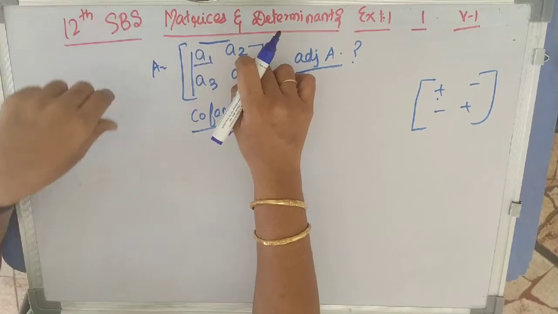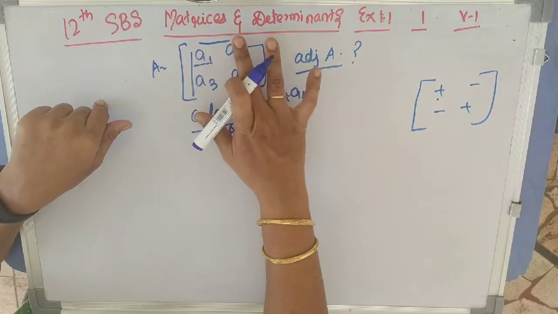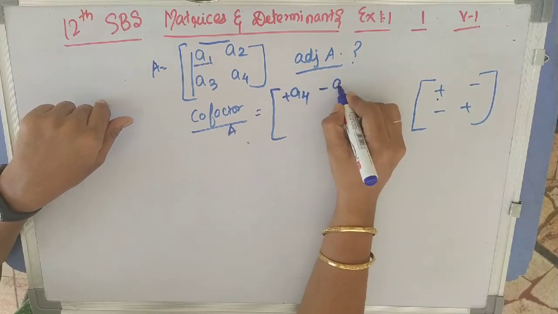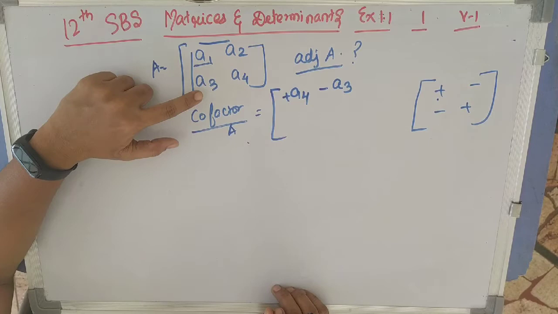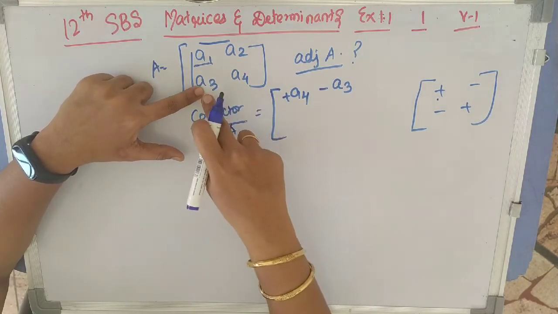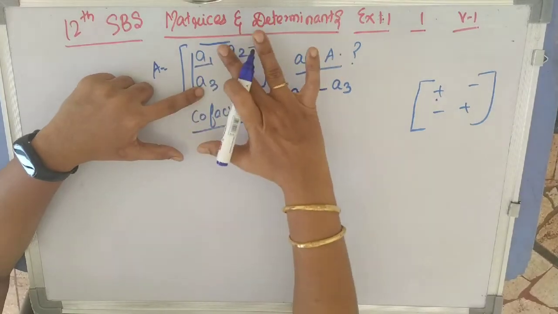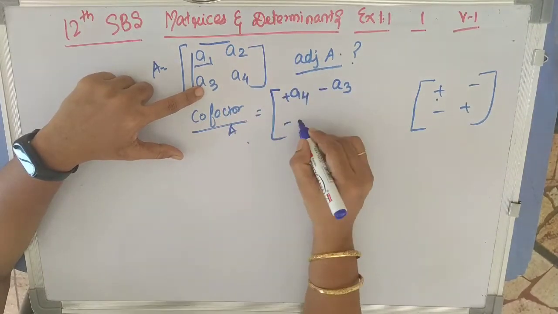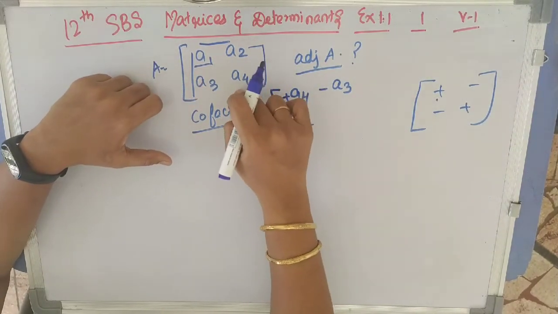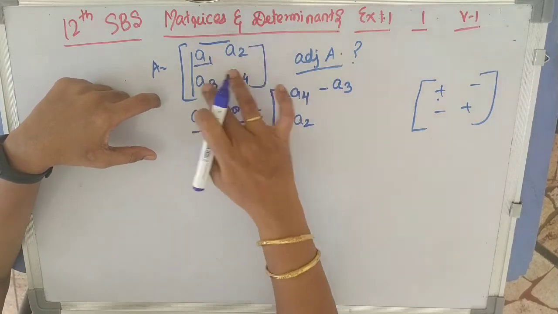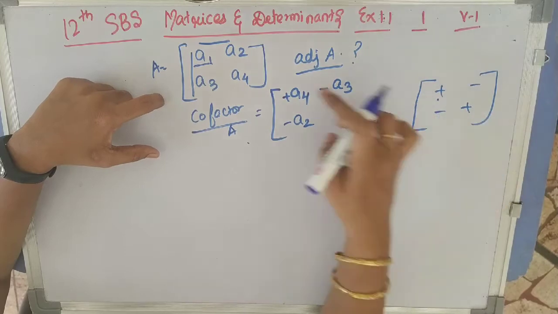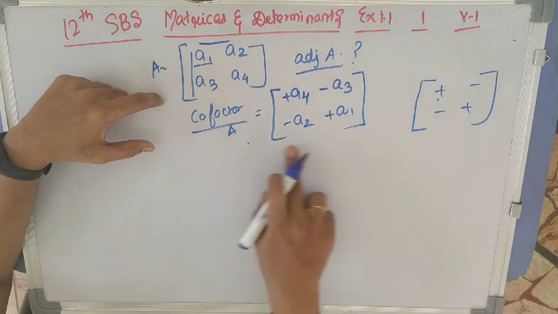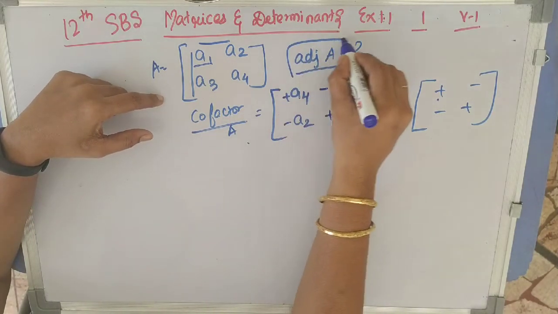Now we take A2. We have to find the cofactor of A2. It is in row 1 but in the second column. We remove all these elements and only A3 remains, and using sign convention minus we write minus A3. Now the cofactor of A3. It is in first column, second row, so only A2 is remaining. Using sign convention minus, so minus A2. Now the cofactor of A4. A4 is in second row, second column. Eliminating that, the remaining is A1. Using sign convention plus, I am writing plus A1. Clear? This is how we find the cofactor.